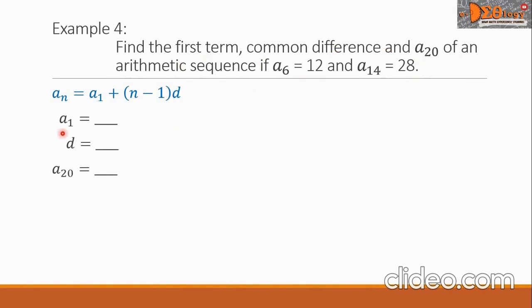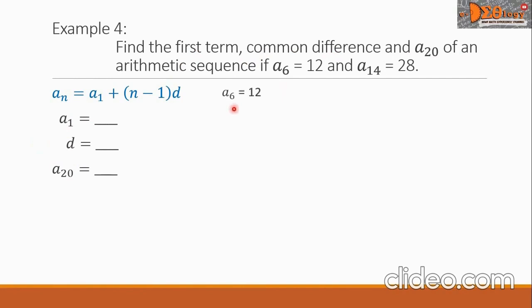The first is the a sub 1, that is the first term. Next is the d, the common difference, and a sub 20, the 20th term. We can solve this a sub 20 once we know the first term and the common difference as a requirement in the general term formula. So let us solve for this a sub 1 and d using the data in the problem.